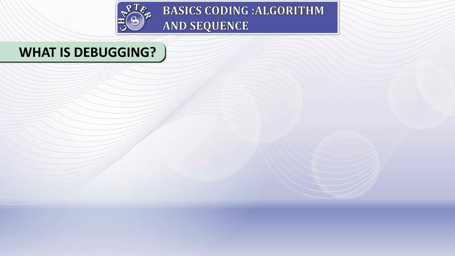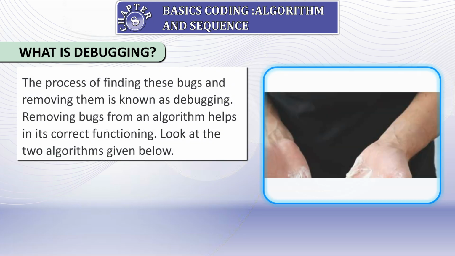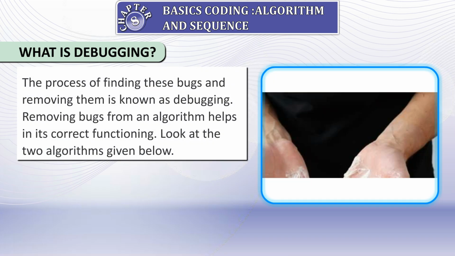What is debugging? When we write algorithms, sometimes we make mistakes that do not let it work properly. The unnecessary mistakes in an algorithm are known as bugs. The process of finding these bugs and removing them is known as debugging. Removing bugs from an algorithm helps in its correct functioning.